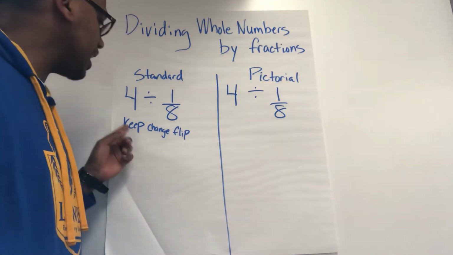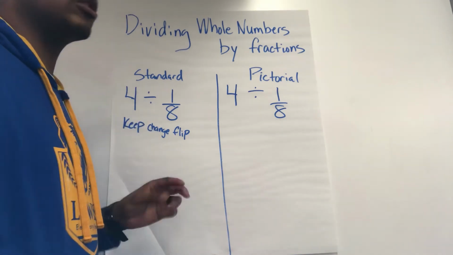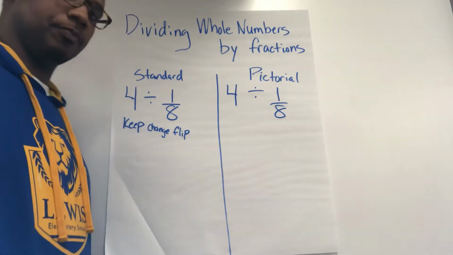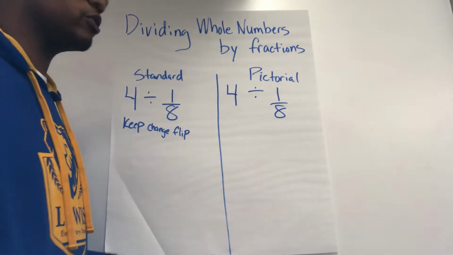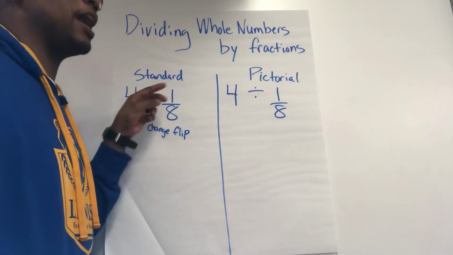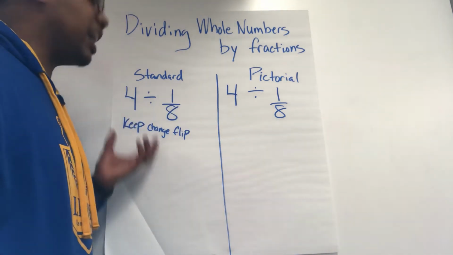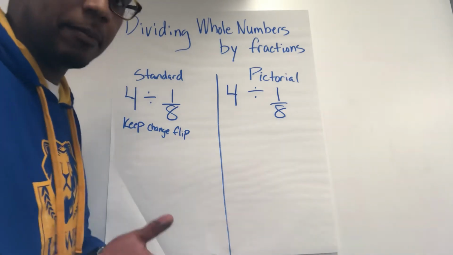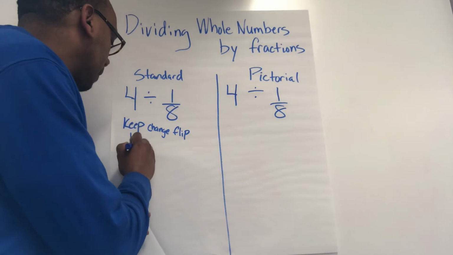Keep, change, flip comes from the middle school way of multiplying by the inverse. If you have a division problem and you multiply by the inverse, that means you're multiplying by the opposite of whatever you're supposed to be dividing by. So this is the elementary version of it. We just call it keep, change, flip. I keep my total the same at 4 pies.